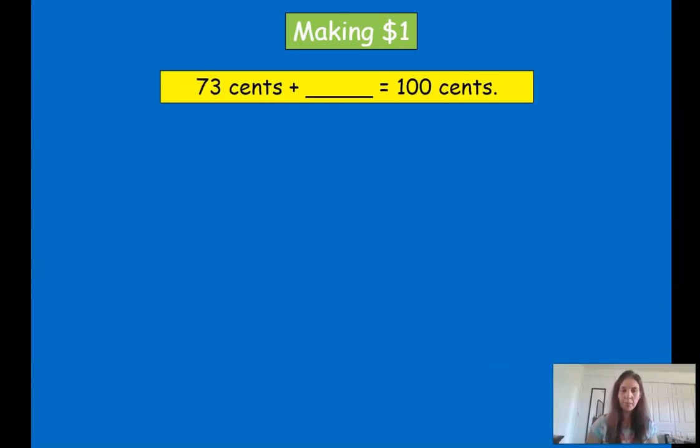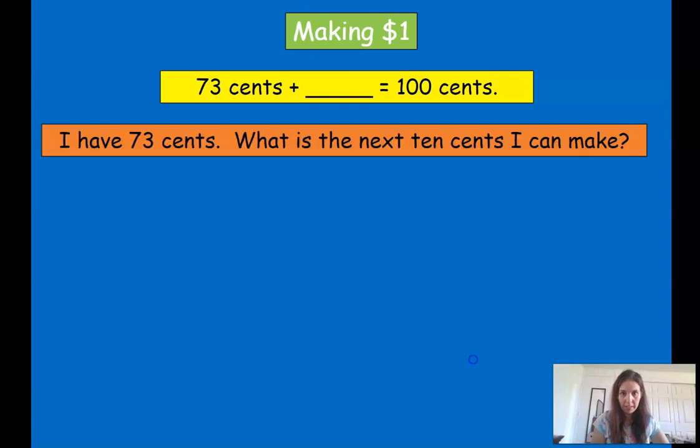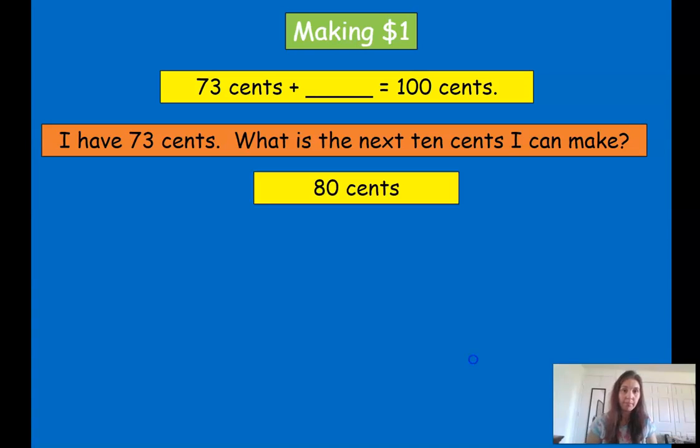We're going to do one more. 73 cents plus what gives us 100 cents? All right, I need your help on this one. I have 73 cents. What is the next 10 cents I can make? So what's our next 10? Remember the trick that I just told you in the last one. Look at the tens place and see. Next 10 is going to be 80.